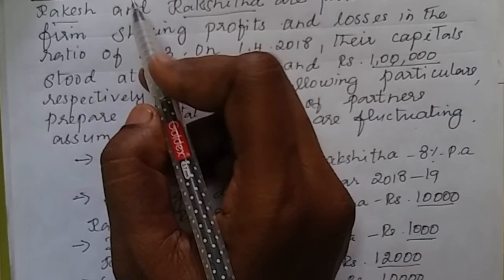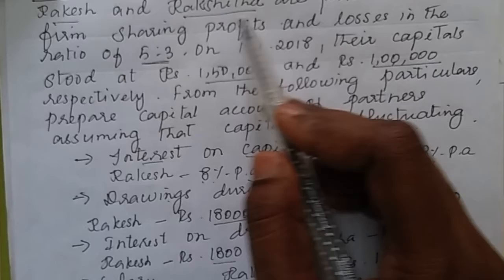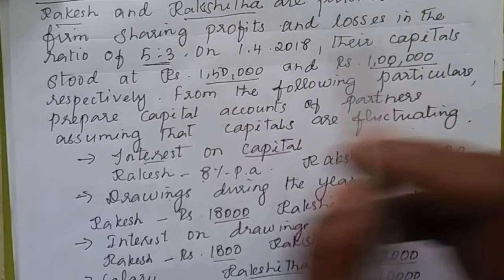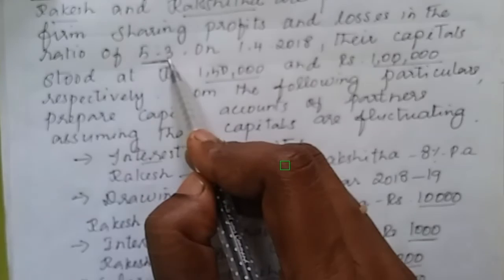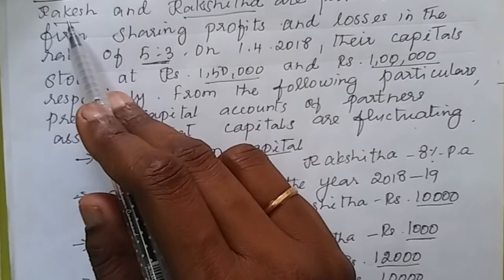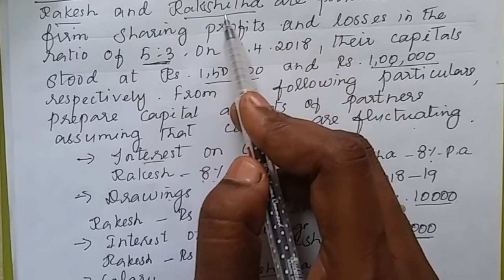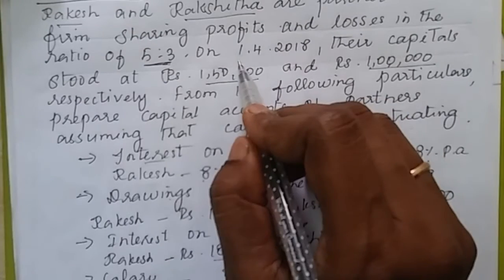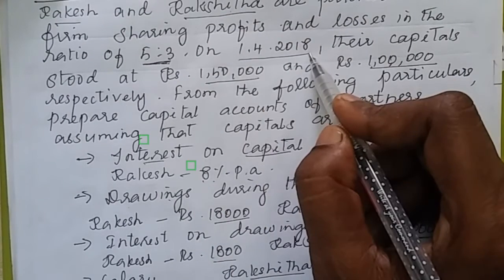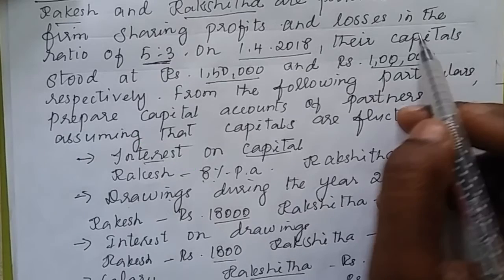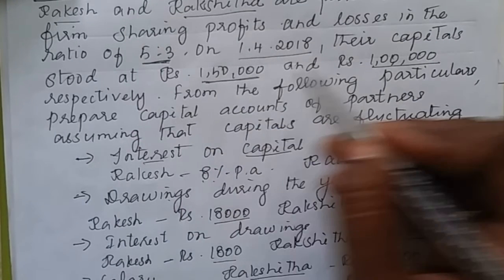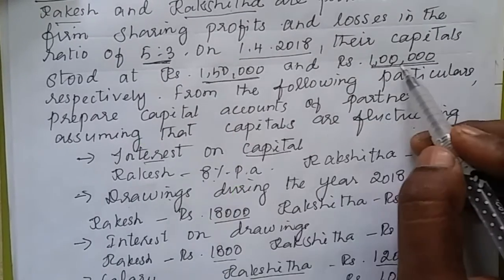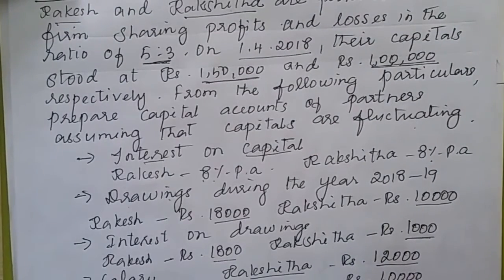Here is an illustration. Rakesh and Rakshita are partners in a firm sharing profits and losses in the ratio of 5:3. Who are the partners here? Rakesh and Rakshita. What is the ratio? 5:3. On 1/4/2018, it shows it is a financial year, their capital stood as 1,50,000 and rupees 1 lakh. Rakesh's capital is 1,50,000 and Rakshita's capital is 1 lakh.